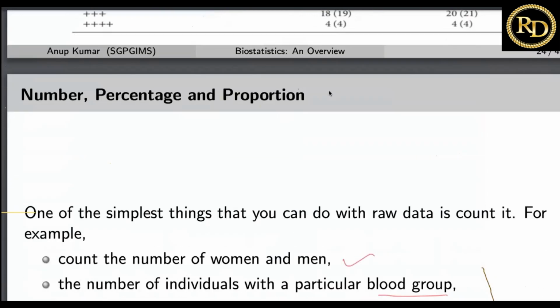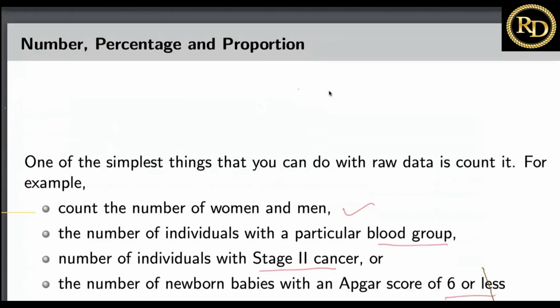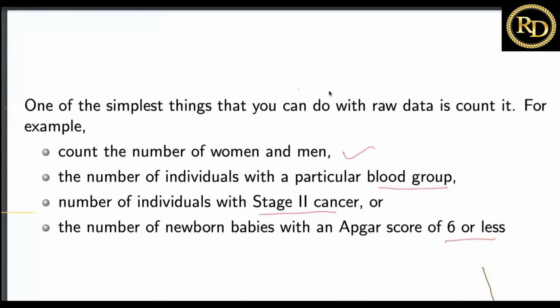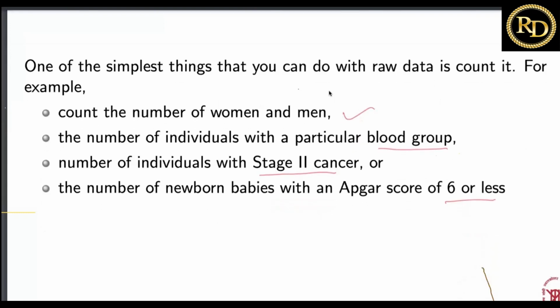Okay. So what are the number, percentage, and proportion? One thing that you can do with your data is simply count it. For example, you can count the number of men and women. You can count the total number of individuals with a particular kind of blood group. So usually if your data is categorical data, you can count them and write down the frequency of various categories.